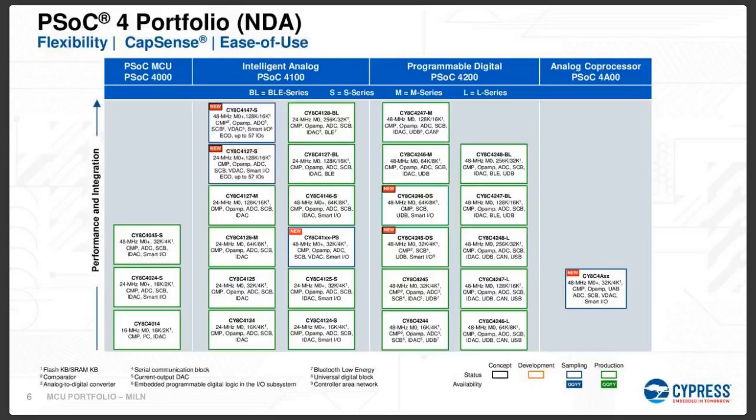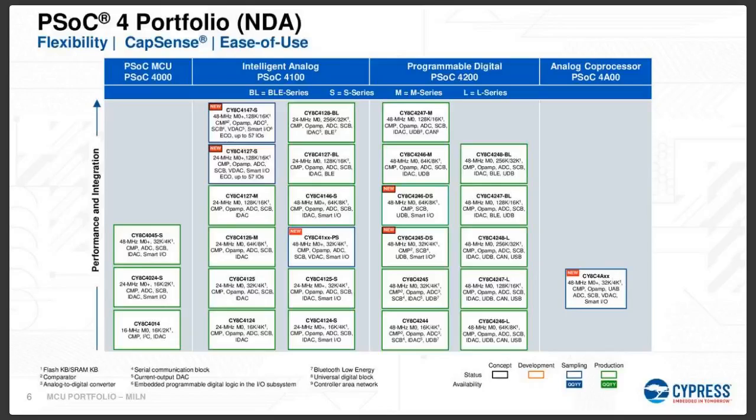they vary by the amount of analog that's on chip, by the amount of digital components that are on the chip, how much memory, how much I/O. We break them up into different series. Some of the PSoC 4s come with Bluetooth Low Energy on chip. And then we also have ones we call the S series, M series, and L series.